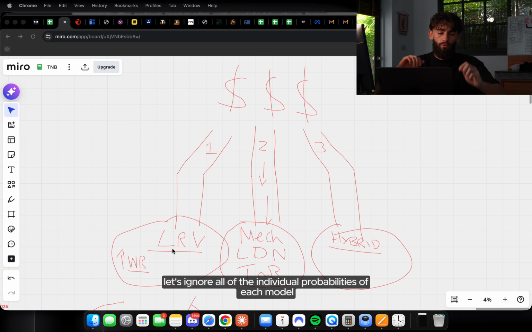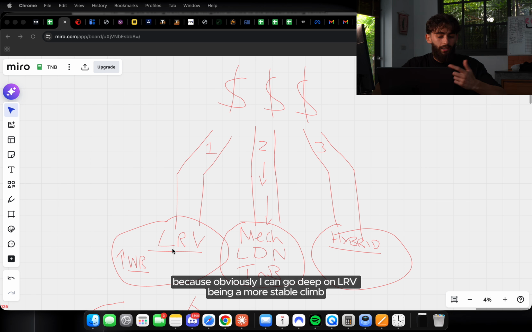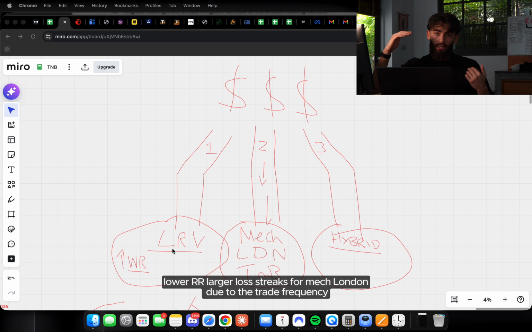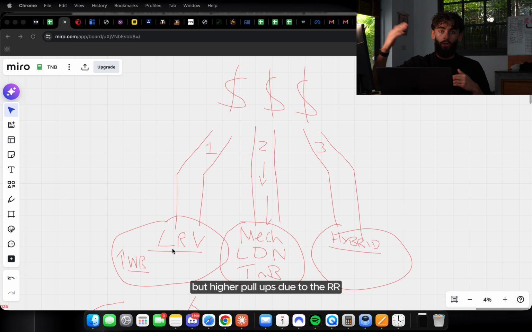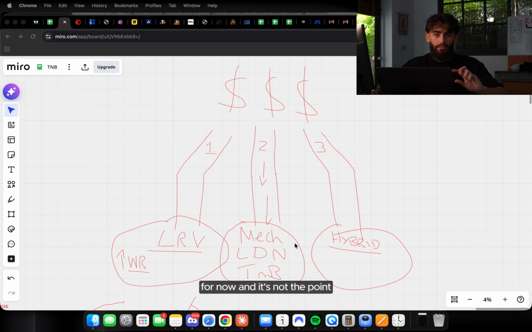Let's ignore all of the individual probabilities of each model because obviously I could go deep on LRV being a more stable climb because of the higher win rate, lower RR, larger loss streaks for Mech London due to the trade frequency, but higher pull-ups due to the RR, hybrid, lower trade frequency, still high RR, so a mix of both worlds. We can go into that all day long, but let's not talk about that, it's boring, okay, for now, and it's not the point.